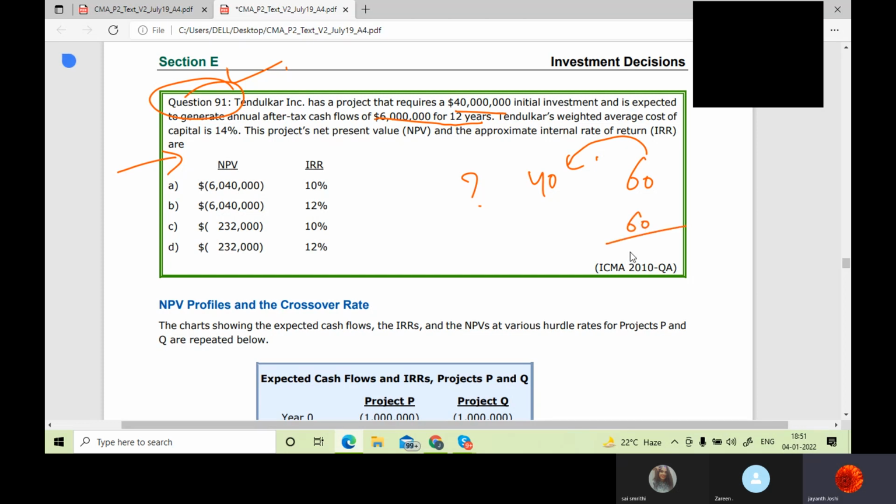So 60 divided by 1 plus 14%. So we'll take 0.14, or else you can go to the table and check the table. You can take 12 years and in that you can take with 14% what is your present value factor. So 60 divided by 1.14. Can you tell me what's the answer for this?